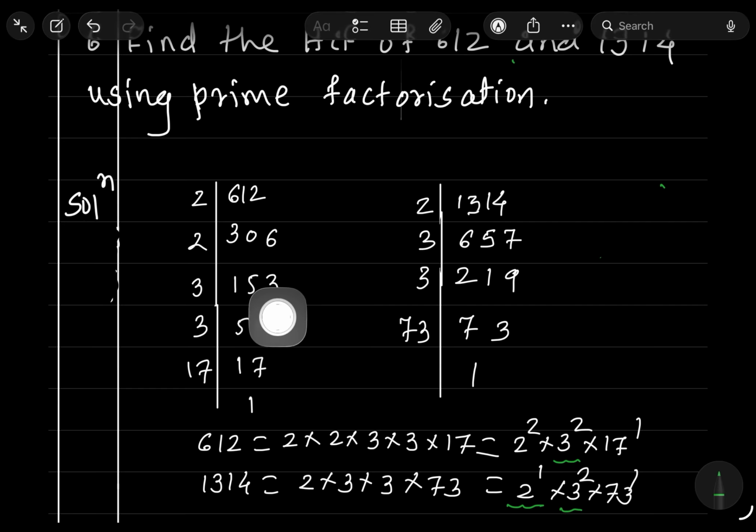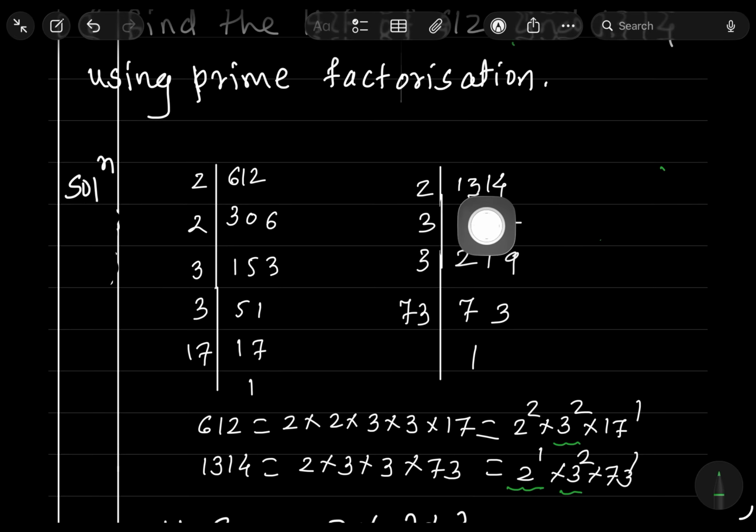Then see 153, here the ones place is 3, so it is not divisible by 2. Check that 1 plus 5 is 6, 6 plus 3 is 9, 9 is divisible by 3, so the whole number 153 is divisible by 3. If we are dividing by 3, so see here 3 fives are 15, 3 ones are 3, 51. Again 5 plus 1 is 6, 6 is divisible by 3, so 51 is divisible by 3. If you are dividing by 3 you will get 17, 17 ones are 17.